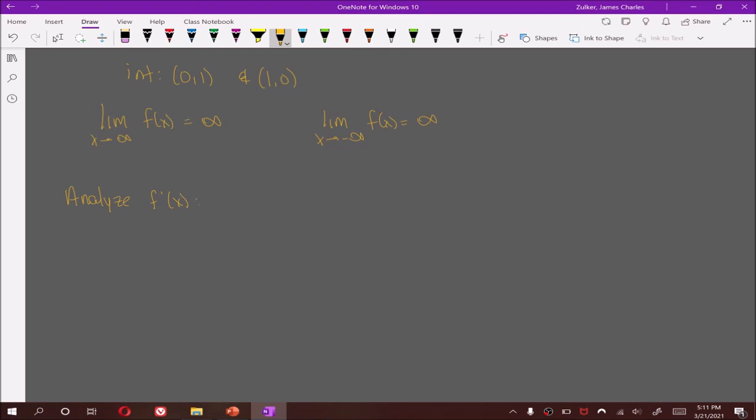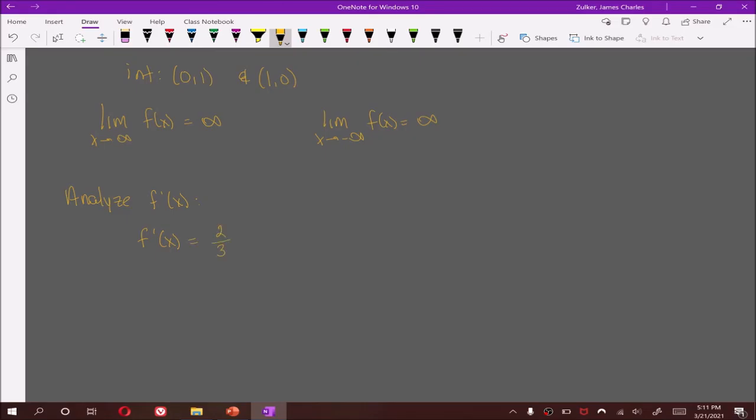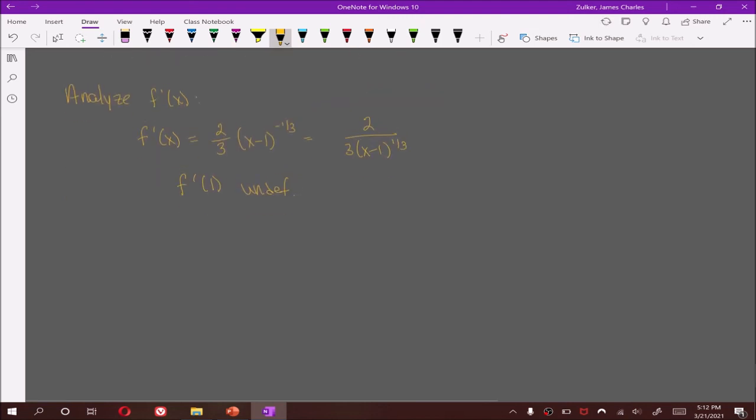If we look at now f prime, we'll have two-thirds x minus 1 to the minus third, or 2 over 3 times x minus 1 to the third. Now if we look, f prime of 1 is undefined, and 1 happens to be in the domain. F prime of x can never be 0. So we only have a single critical number.